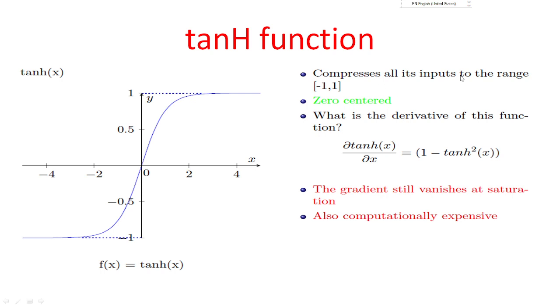The tanh function compresses all the inputs to the range -1 to +1. What's the derivative of this tanh function? The gradient still vanishes at saturation, and it is also computationally expensive.